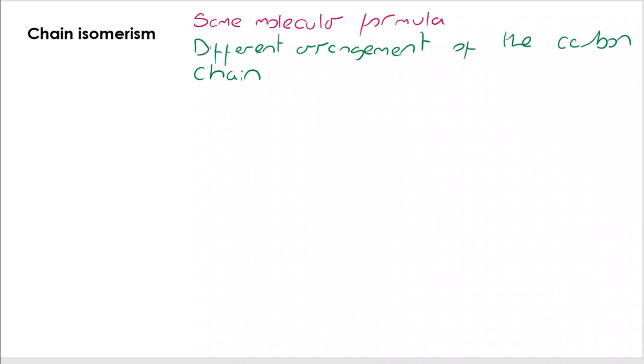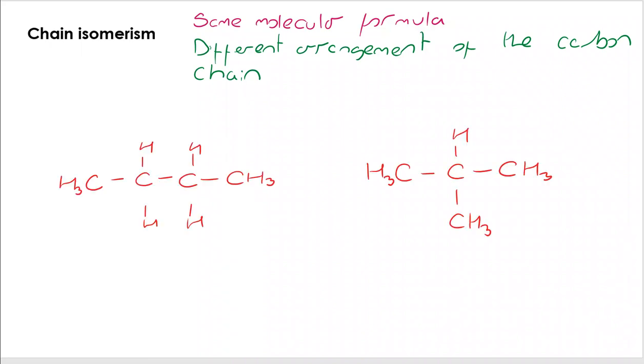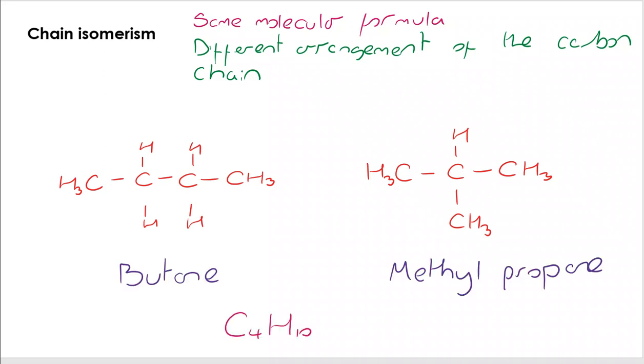So for chain isomerism, it's the same molecular formula, the same as we said for structural, but specifically we've got to say what the difference with the structure is. It's a different arrangement of the carbon chain. Now, the example that I'm going to give here is if I take butane and methylpropane, they are both C4H10.